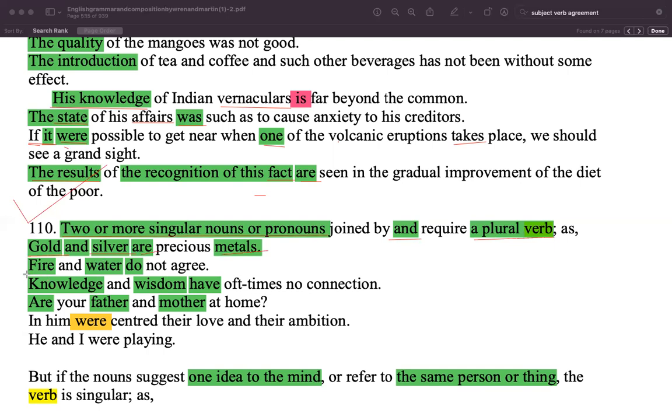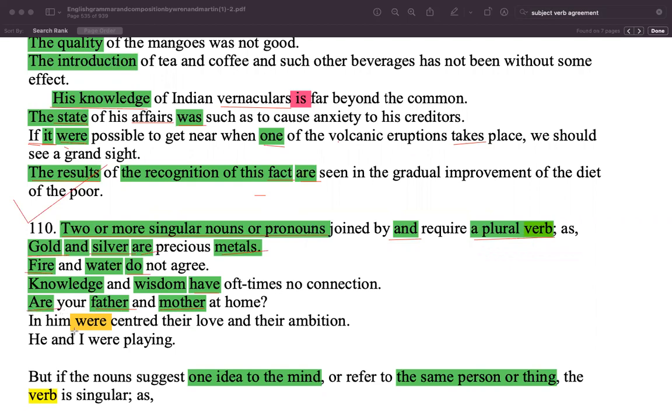Therefore: "Fire and water do not agree." "Knowledge and wisdom have oftentimes no connection." You can clearly see the subjects are two different elements, two different nouns or pronouns, that carry a plural verb. Look at this: "Are your father and mother at home?" Father and mother is the subject of the sentence. Therefore, the verb is "are".